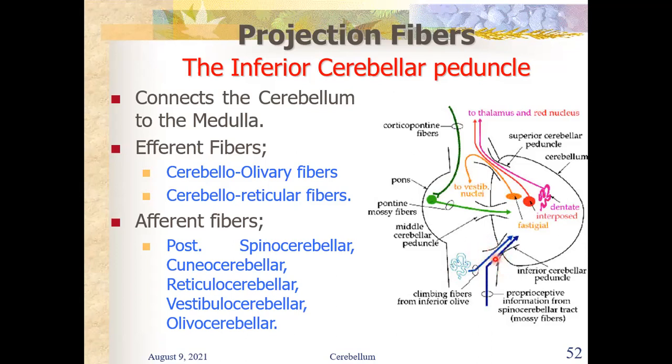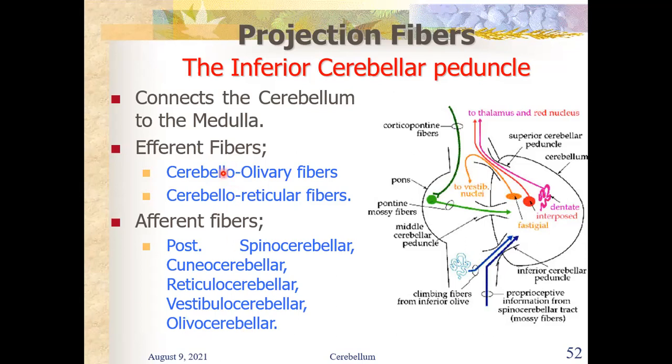Okay, we have fibers coming in, mossy fibers, bringing in proprioceptive information from the spinocerebellar tract. Then we also have climbing fibers coming in from the inferior olivary nucleus. So that is why you have the afferent fibers being spinocerebellar, cuneocerebellar, and even reticulocerebellar tracts. So we also have fibers coming in from the vestibulocerebellar tract and olivocerebellar tract. That's from the inferior olivary nucleus.